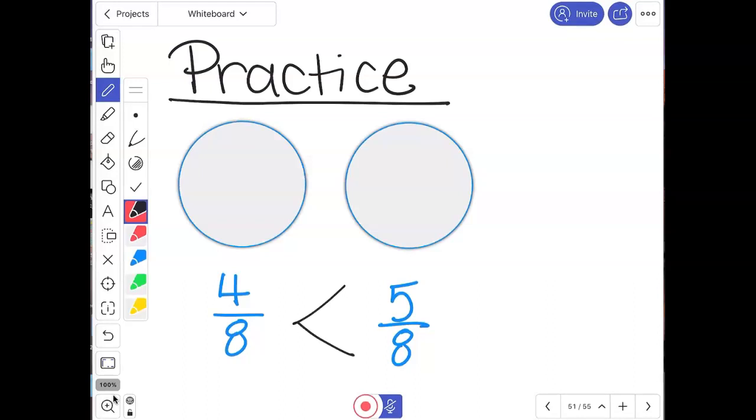Now I'm going to prove it because that's what mathematicians do. So break this into eighths. Woo, that's kind of a swervy line. Break this one into eighths.